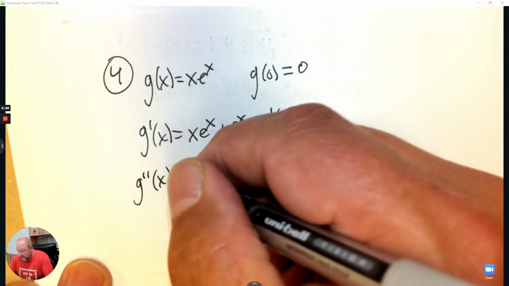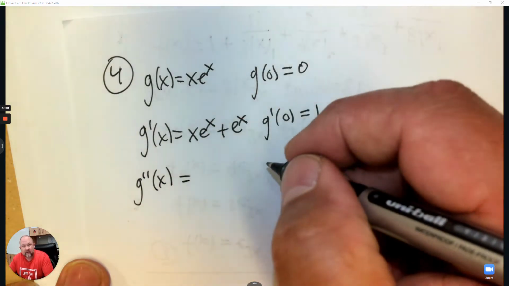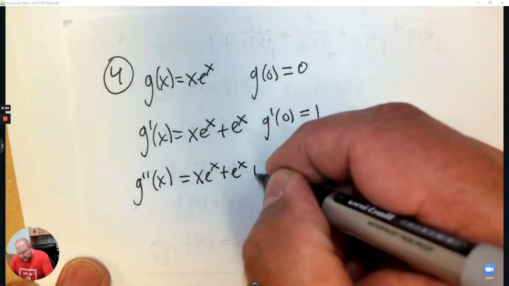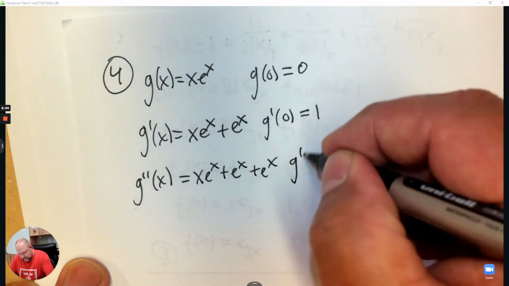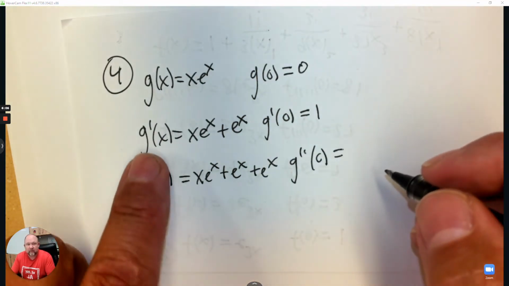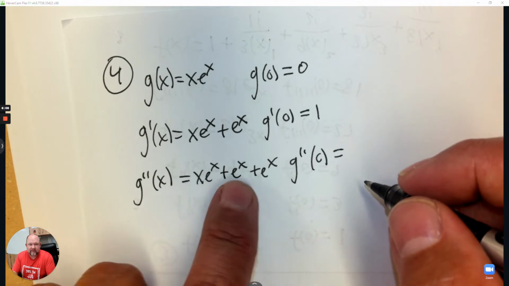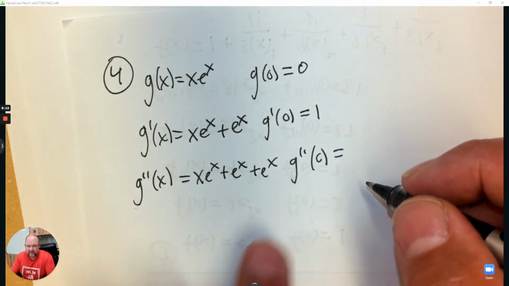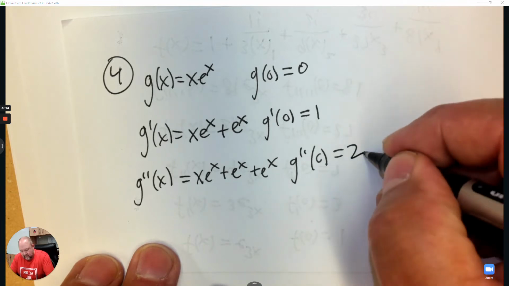The next derivative, again, the power rule, with the product rule, the first times the derivative of the second plus the second, and then e to the x is e to the x. There's going to be a pattern here. And so this answer is going to be 2.